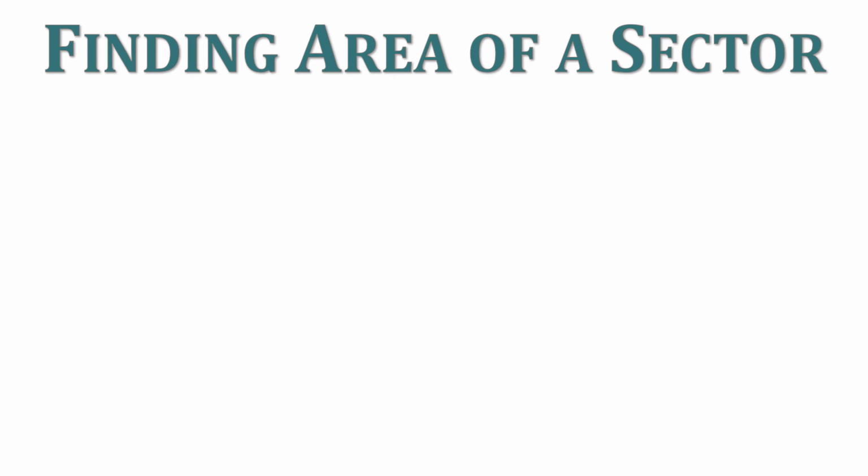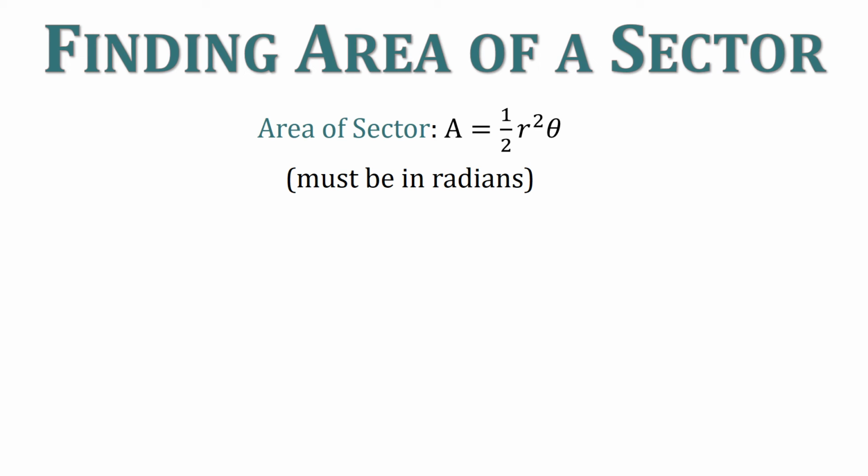We also need to discuss finding the area of a sector. The area is going to be like a slice of the pie. The area of a sector formula is 1/2 r squared times theta, r being radius, theta being our angle measure. And once again, our angle measure must be in radians.